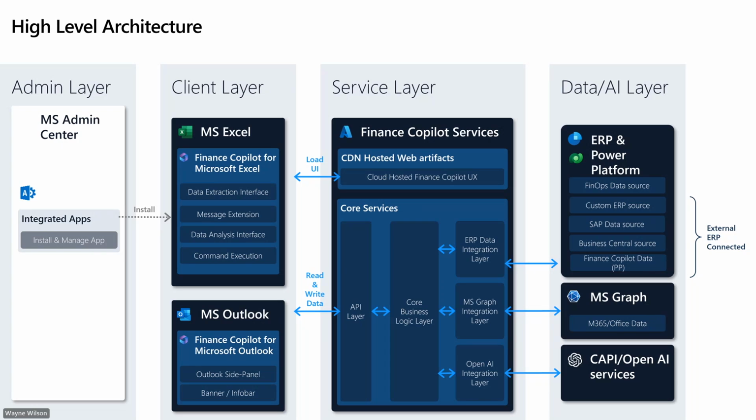So starting with that ERP data integration layer, this is where we have abstractions in place to connect to any data source, whether that's SAP, Dynamics, Finance and Operations, Business Central, or a custom source that the customer would like to bring. This data will be surfaced in the client experiences and used to enhance the AI insights provided to users. You'll also notice there's some limited storage of Copilot for Finance specific data in Power Platform that goes along in the data and AI layer on the right side.